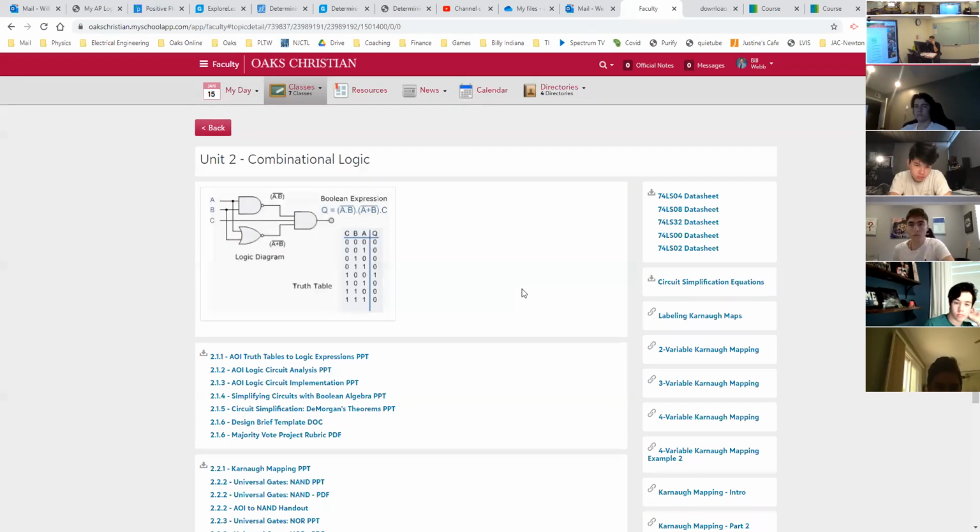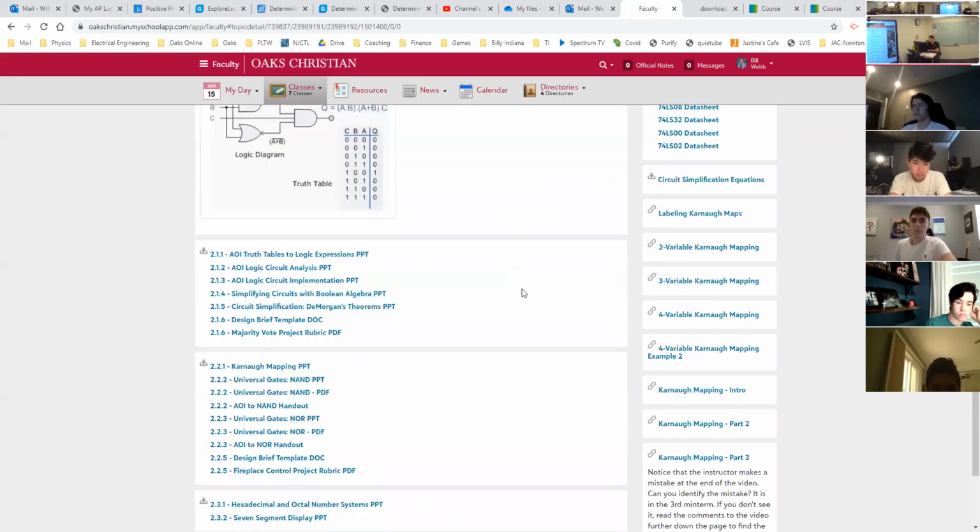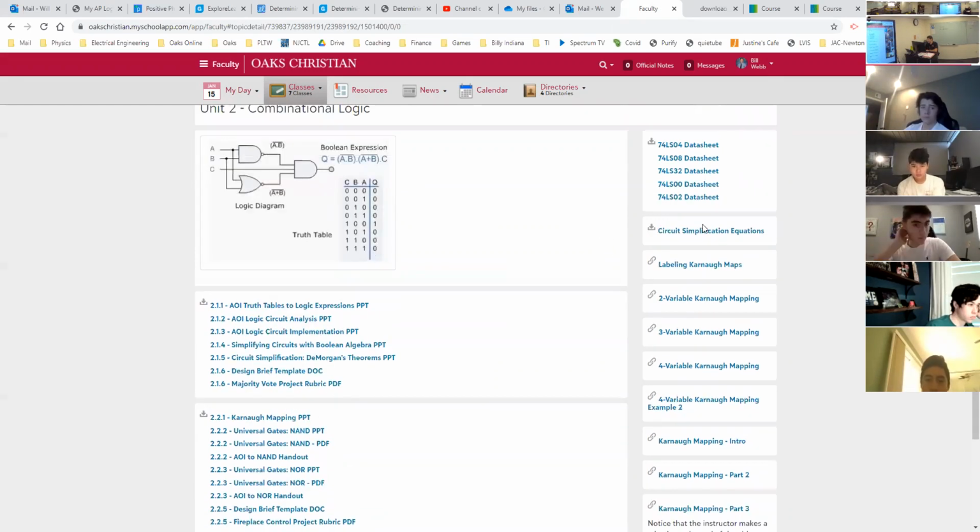And then right now, if you want to look back at this PowerPoint, what I'm showing it to you in is Smart Notes. But most of you don't have the software to open a Smart Notebook file. So I do have the PowerPoint here, 214, Simplifying Circuits with Boolean Algebra. So if you need to go back and review, the PowerPoint is here on the left. But what I want you to download or open today is over here on the right.